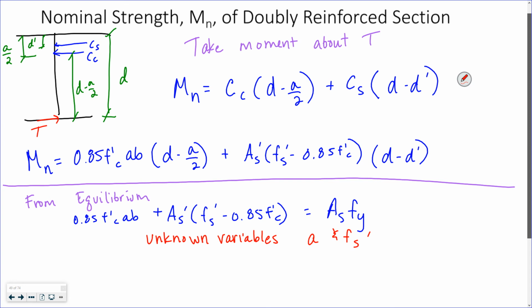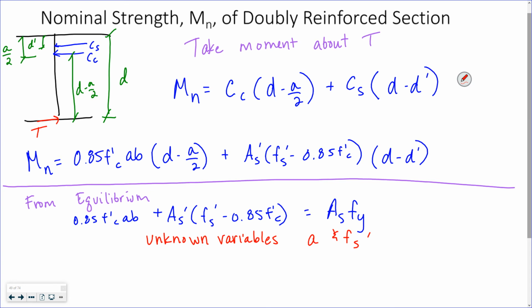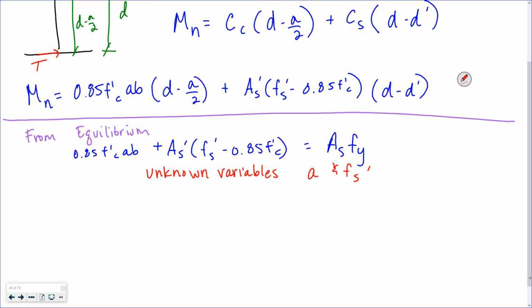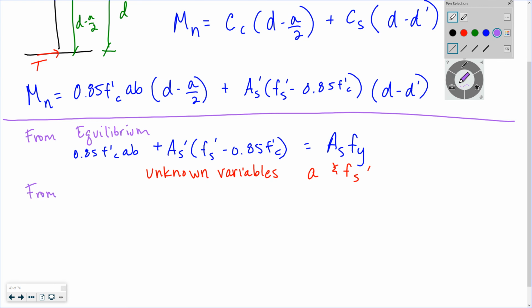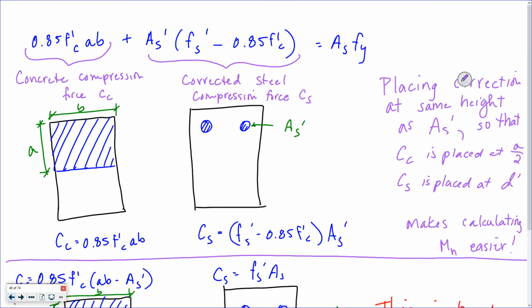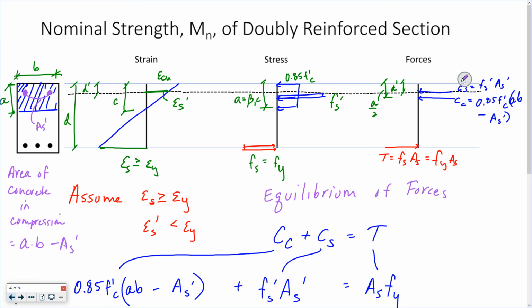Before, the only unknown, if I didn't include my compression steel, f s prime, get that out of there, I could just use equilibrium to solve for a. Now, I don't have that luxury. So, I use my strain profile. Epsilon s prime, epsilon cu. Gonna use this right here, right?